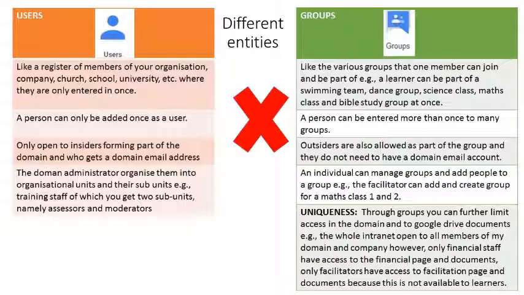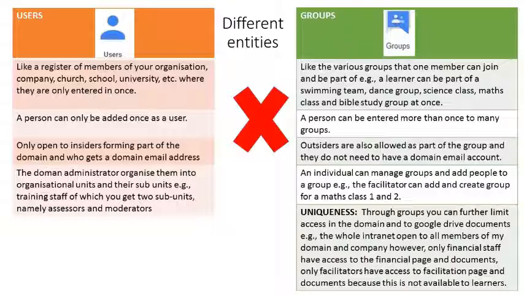Also, outsiders can be part of the groups if and when they have a Google domain account and where you can email them. On the other hand, users must have a domain account, and that is the difference. The administrator organizes the users into the subunits, but you can give any individual authority and ownership to manage a group.